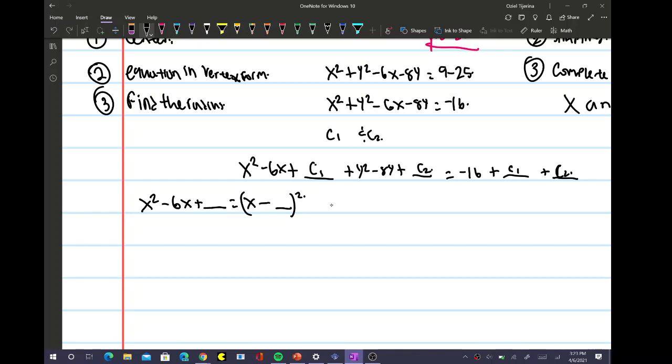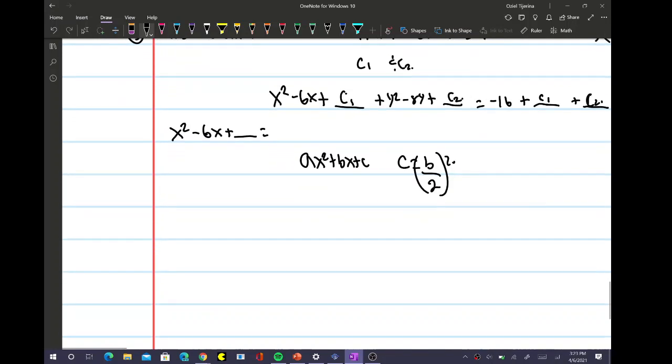Basically, the c portion, if you look at ax squared plus bx plus c, is equal to b over 2 quantity squared. That is what it's equal to. So we're going to use that formula, that our missing c value, c1, will equal negative 6 divided by 2 quantity squared. So then that'll be negative 3 quantity squared, which is equal to 9, right? So then we would put a 9 right here.